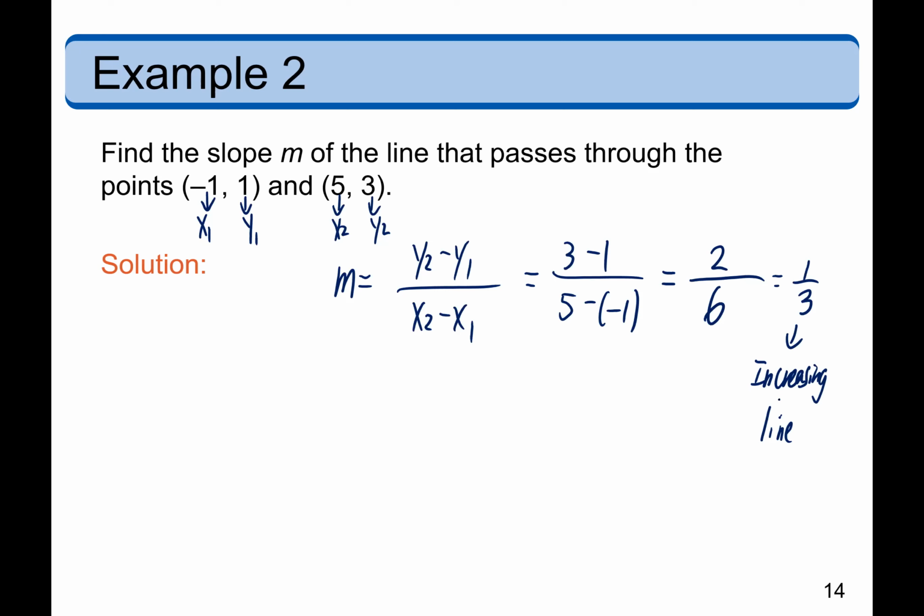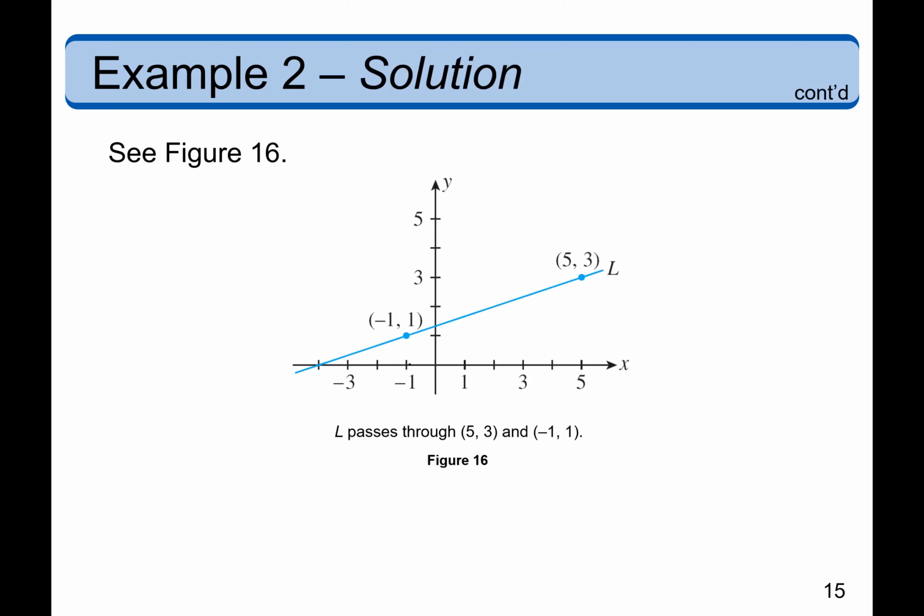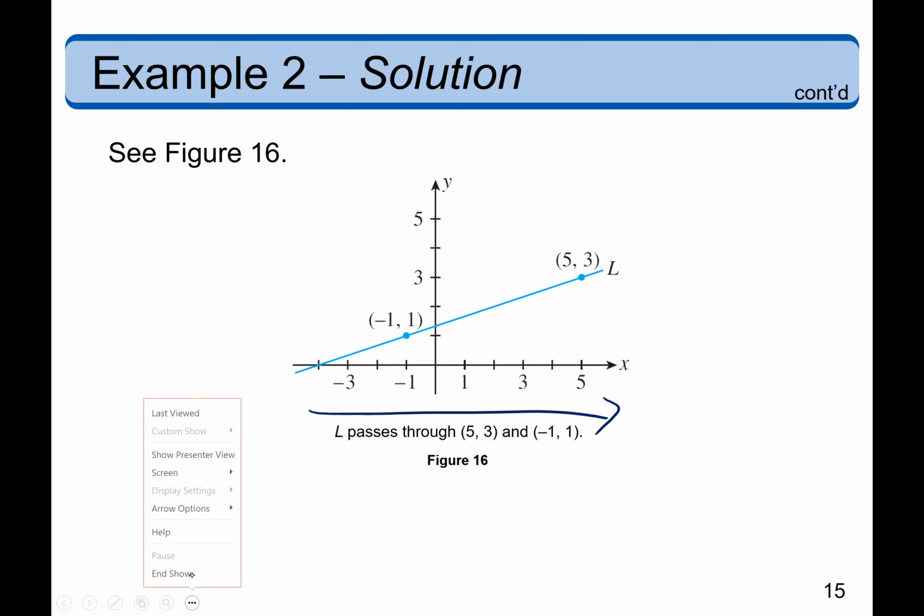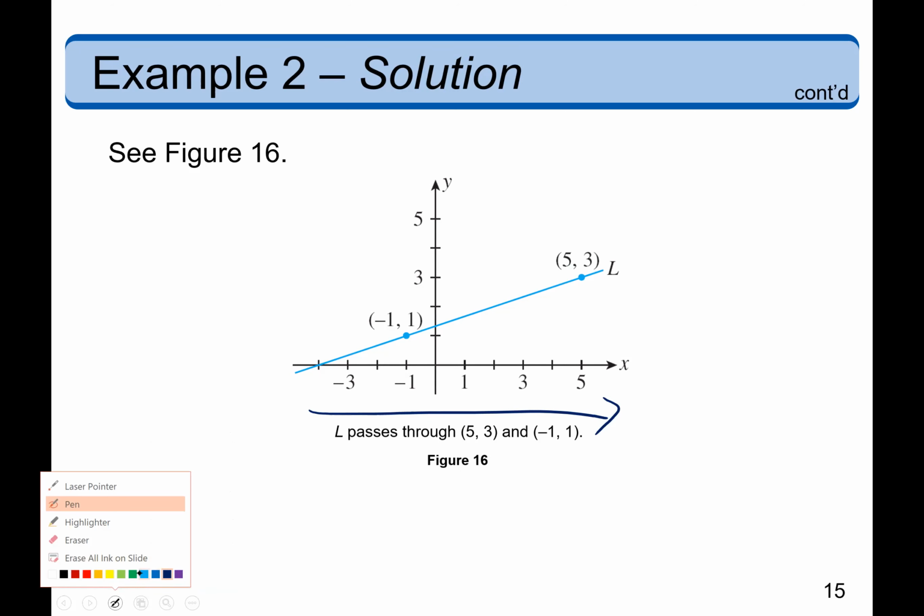Just based on the slope, we'll be able to figure out whether it's increasing or decreasing. So if you plot both ordered pairs, (-1, 1) and (5, 3), and connect them, you see from left to right, it's increasing. So that means we have the right result. Yep, that's how you calculate the slope.